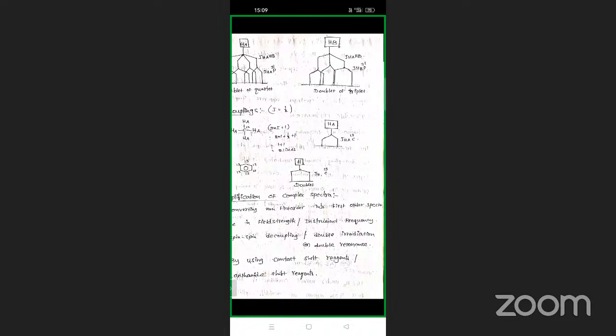The second technique is spin-spin decoupling, or double irradiation, or double resonance. And the third one is by using the contact shift reagent or the lanthanide shift reagent, LSR. So these are the techniques or methods to simplify complex spectra, meaning you can convert the complex spectra into simple.